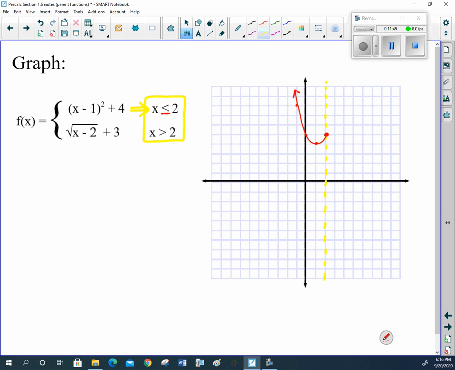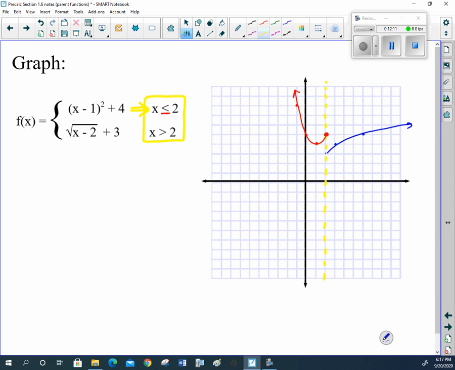Okay, now I'll do the other side. This one is the square root of (x - 2) plus 3. So the starting point on that is 2, 3. So go over 2, up 3. And then graph my square root function. So up 1 over 1, up 1 over 3, up 1 over 5. And then I'll sketch that in.